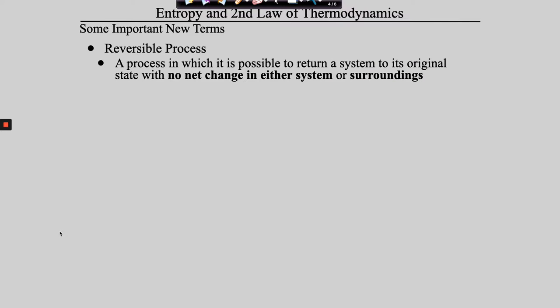Reversible processes. This is a process in which it is possible for a system to go back to its original state with no net change in the system or the surroundings. This is what is called a reversible process.